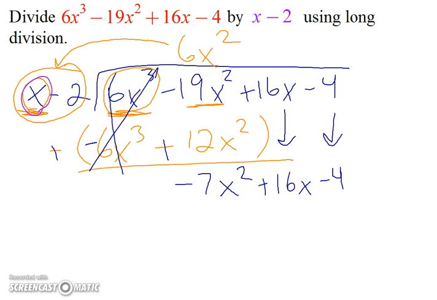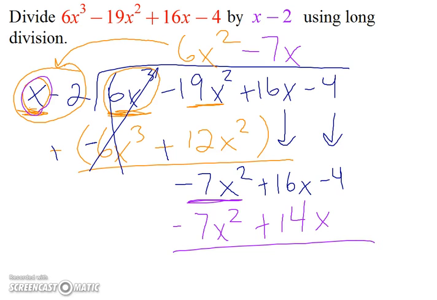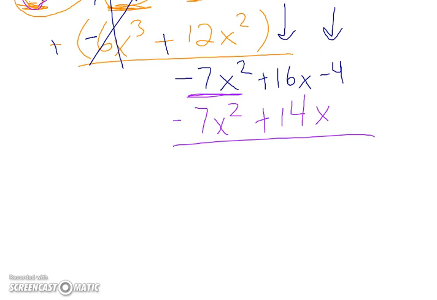Then I start the process all over again. x times what gives me negative 7x squared? That's going to be a negative 7x. I multiply that back through again. Negative 7x times x gives me negative 7x squared. Negative 7x times negative 2 is positive 14x. Now I can subtract, and once again I'm going to change the signs to plus, plus, minus. These cancel out because they're opposite. 16x minus 14x is 2x. Bring down the minus 4.